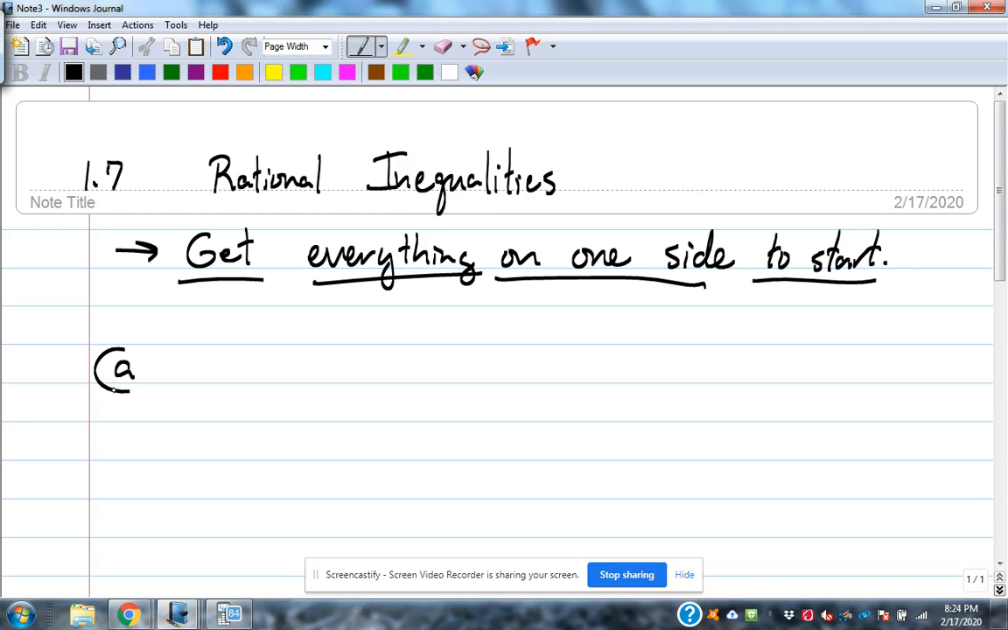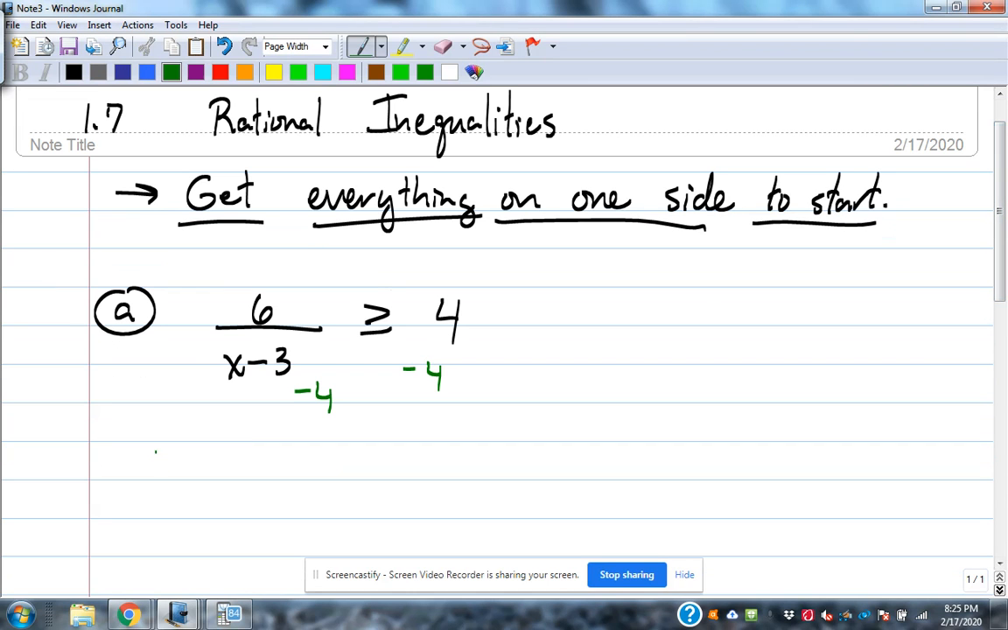So let's start with an example here. It's not too difficult. Doesn't have a lot of stuff going on with it. They don't get really crazy hard with these things in 110. But you just gotta do it. All right, so this one doesn't have everything on one side. It's got a fraction on one side and a 4 on the other side. So we want to get that 4 over to the left-hand side. So we're going to subtract 4 before we even start talking about fraction stuff. So that's going to be 6 over x minus 3 minus 4, and I'm going to write it as 4 over 1, is greater than or equal to 0 now.